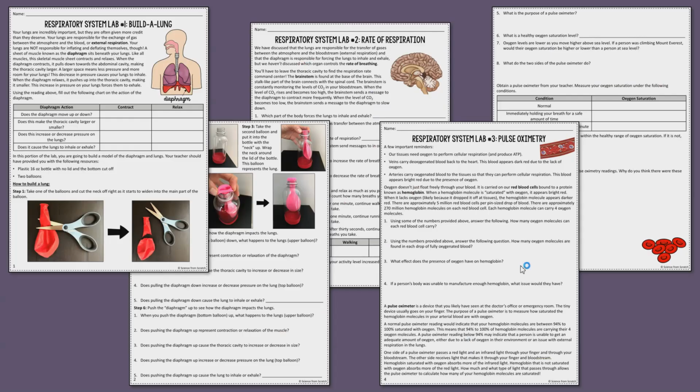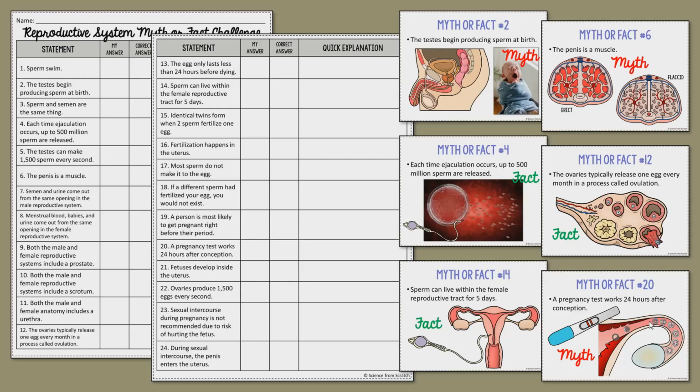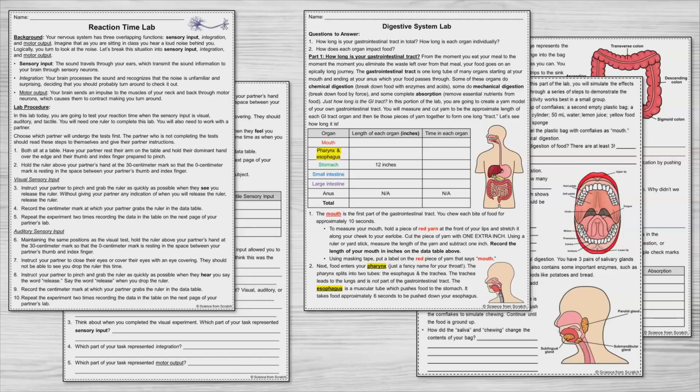The respiratory system unit includes 3 labs that allow students to investigate the mechanics and the science and the nature of breathing. And in the reproductive system unit, you'll kick things off with a myth or fact activity that's sure to stump even your most quote unquote informed high school students. All activities include versions with editable text so you can customize away.